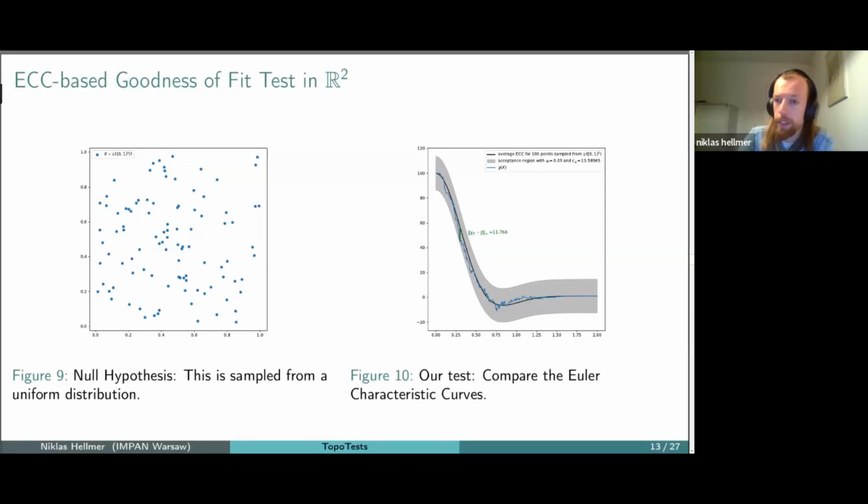this is at significance level 0.05, so only 5% of ECCs coming from a uniform sample ever go outside this shaded gray region. So in this case, the blue curve is the Euler characteristic curve of the sample. This stays within the gray region. The supremum distance is achieved here. Yeah, I think the p-value was something like 0.41. So we don't have evidence to reject the null hypothesis here, and indeed this was sampled from a uniform distribution.